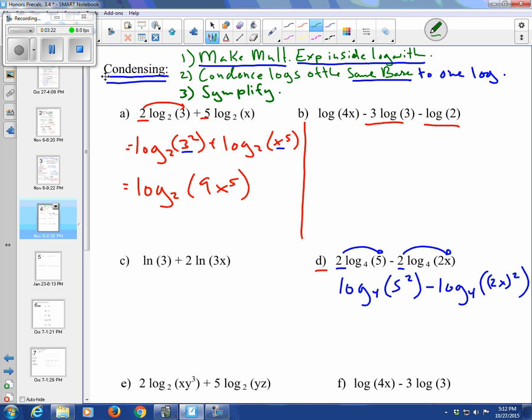Now the log base 4 of 2x squared is a negative logarithm, which means what's inside is going to be multiplied in the denominator, whereas log base 4 of 5 squared is a positive logarithm, so 5 squared is going to be in the numerator of our 1 log base 4. So we're going to have 5 squared, or 25, in the numerator, and then our 2x squared, or 4x squared, in the denominator. And that would be the condensing of that logarithmic expression.